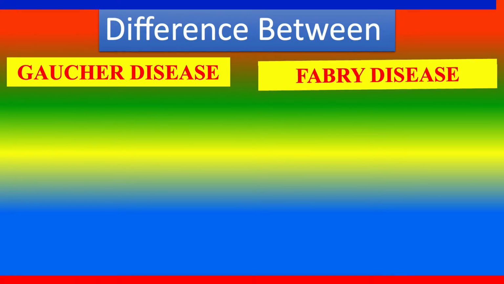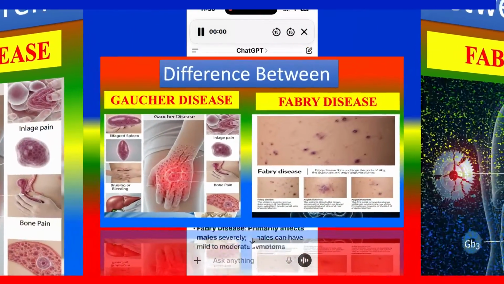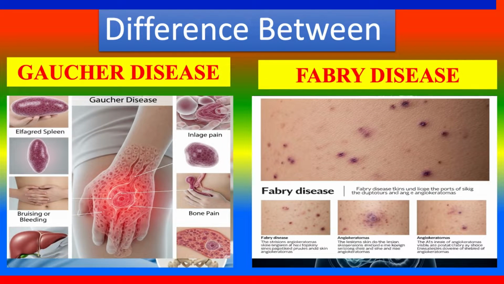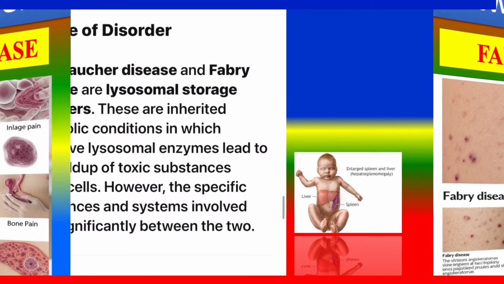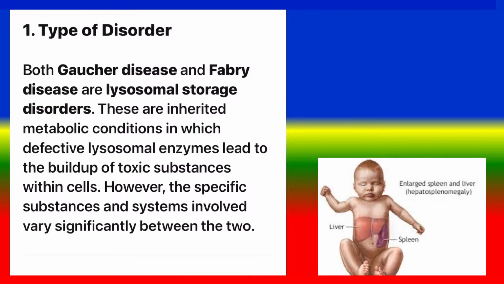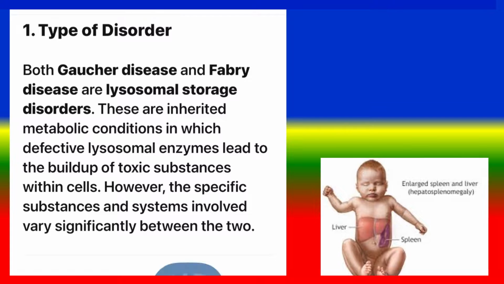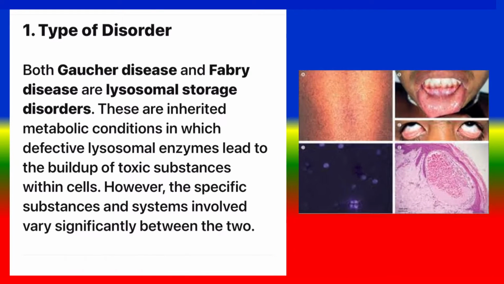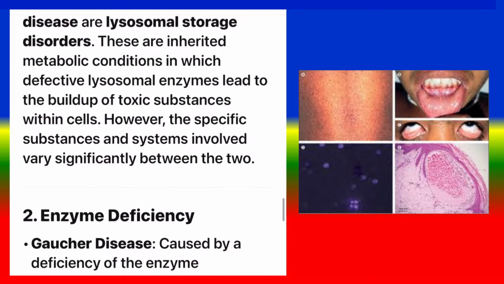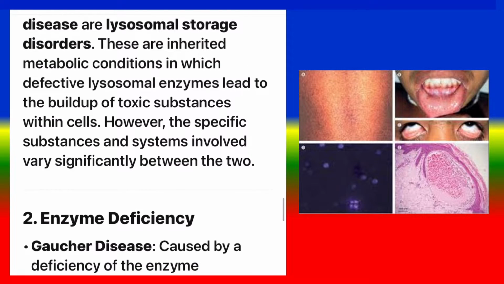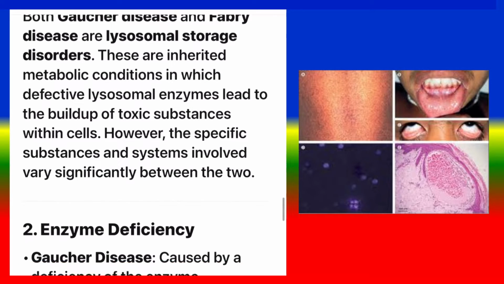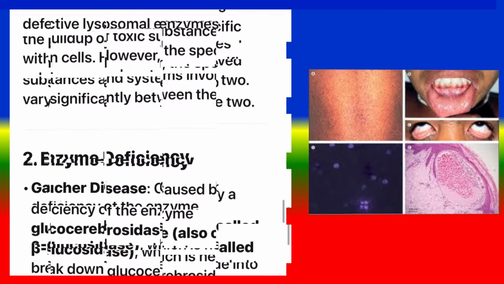Here is a detailed, heading-by-heading comparison of Gaucher disease and Fabry disease, covering 15 key differences. 1. Type of disorder. Both Gaucher disease and Fabry disease are lysosomal storage disorders. These are inherited metabolic conditions in which defective lysosomal enzymes lead to the buildup of toxic substances within cells. However, the specific substances and systems involved vary significantly between the two.